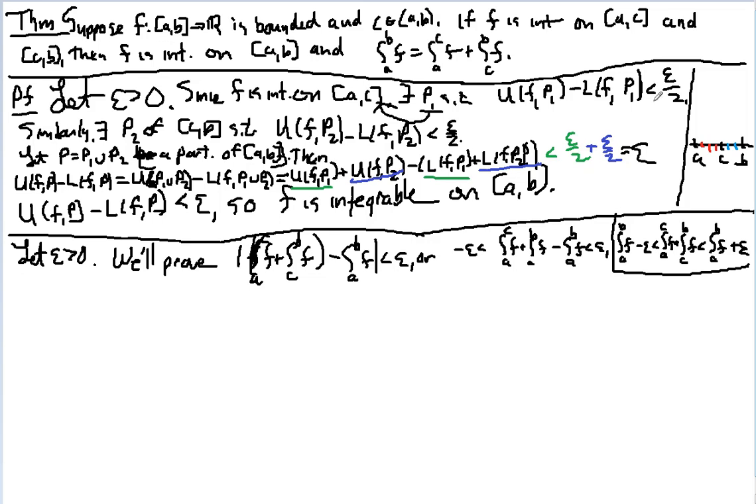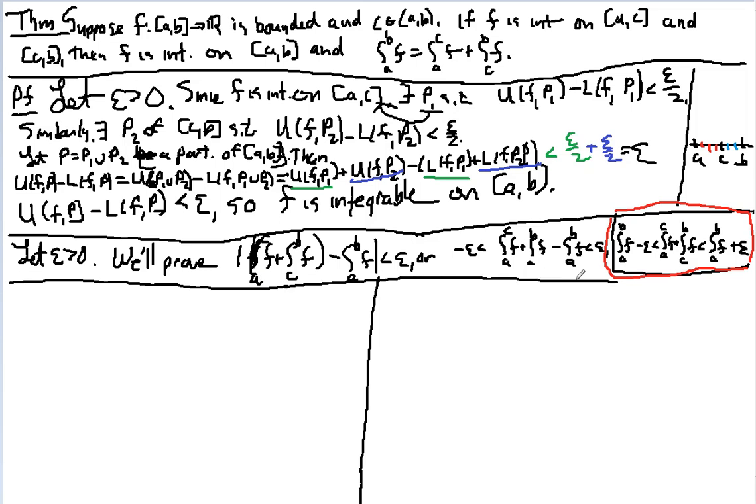I'm going to prove this pair of inequalities. So I have to prove two things. I have to prove that this inequality holds, that minus epsilon is less than the sum, and I have to prove that the sum is less than this thing plus epsilon. So let's do that. I'm going to split this into two different cases because I have two things to prove, and once I've done that, we will be done. So here we go.